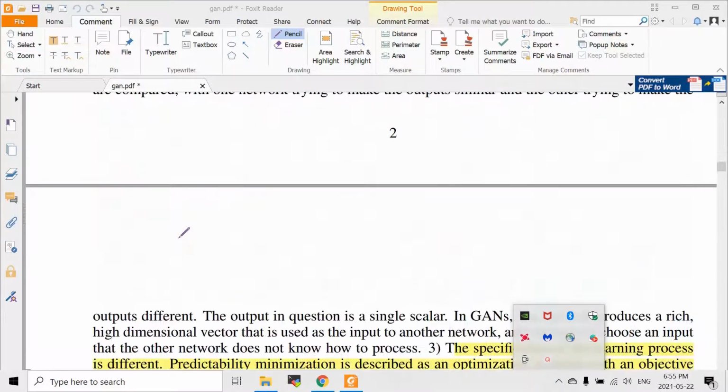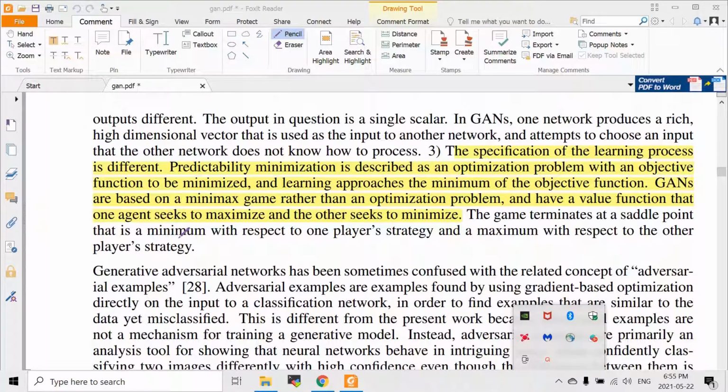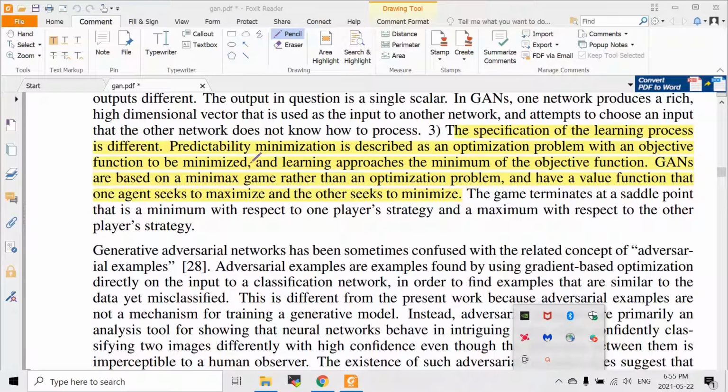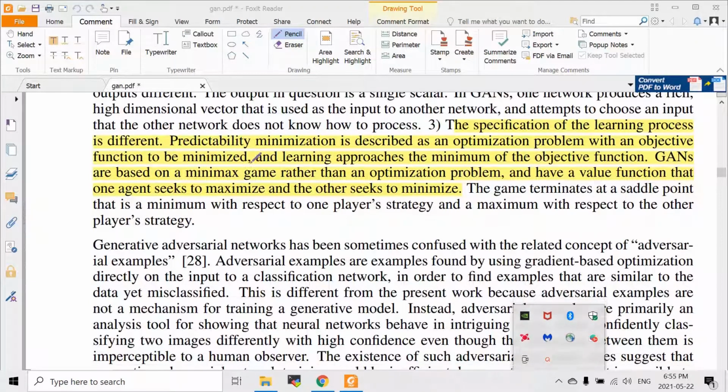Okay. So now we're going to discuss the specification of the learning process, which is different. Predictability minimization is described as an optimization problem with an objective function to be minimized, and learning approaches the minimum of the objective function. GANs are based on a minimax game rather than an optimization problem and have a value function that one agent seeks to maximize and others seek to minimize.